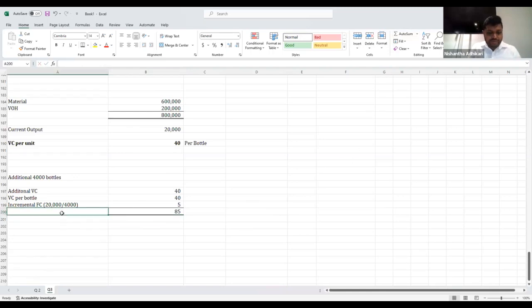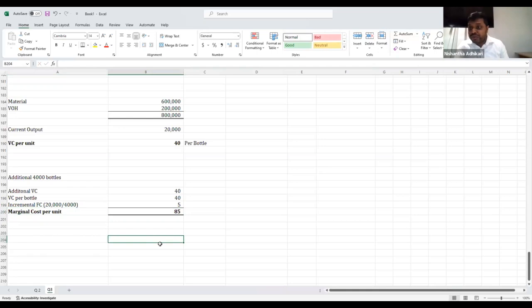Therefore, marginal cost per unit. Then, if they have to supply at 100 rupees each bottle, they will get 15 rupees as a profit. Then they will be motivated. They won't act before purchase at 60. If we purchase the bottle at 60, 60 plus 40, 100, 100 plus 5, 105. Then they will end up with the loss. Therefore, they will not agree with the present transfer price.